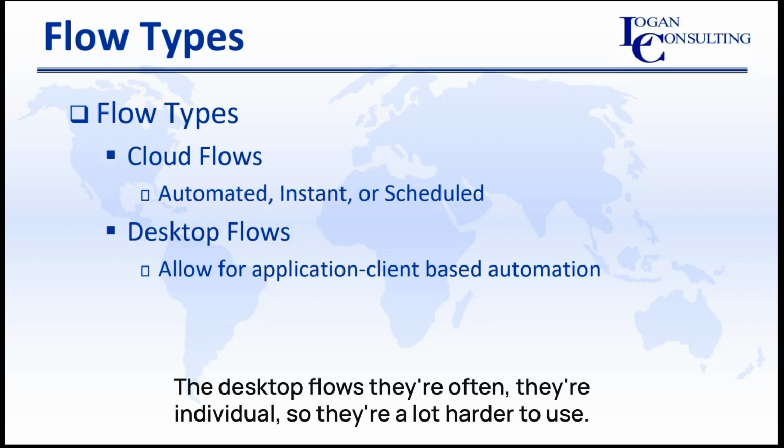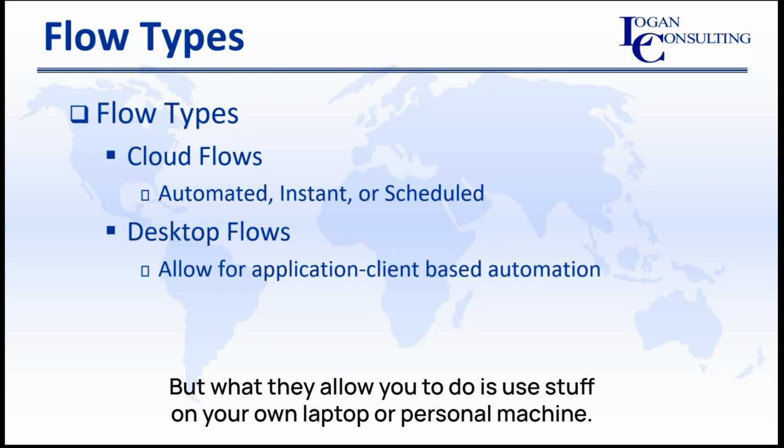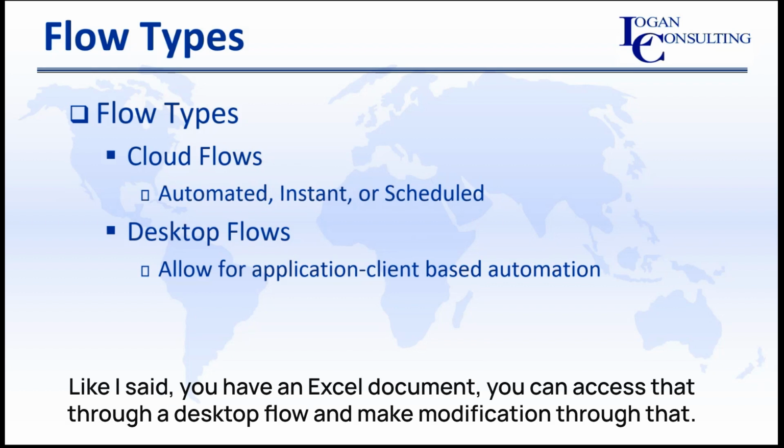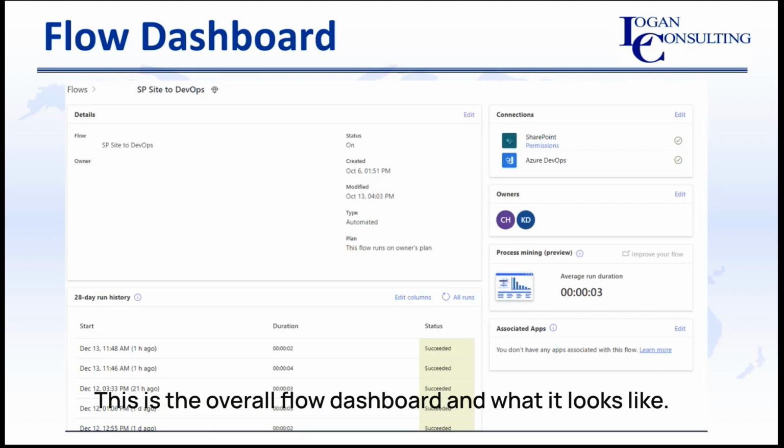The desktop flows, they're individual, so they're a lot harder to use, but what they allow you to do is use stuff on your own laptop or personal machine. Like I said, you have an Excel document, you can access that through a desktop flow and make modifications through that. This is the overall flow dashboard and what it looks like.